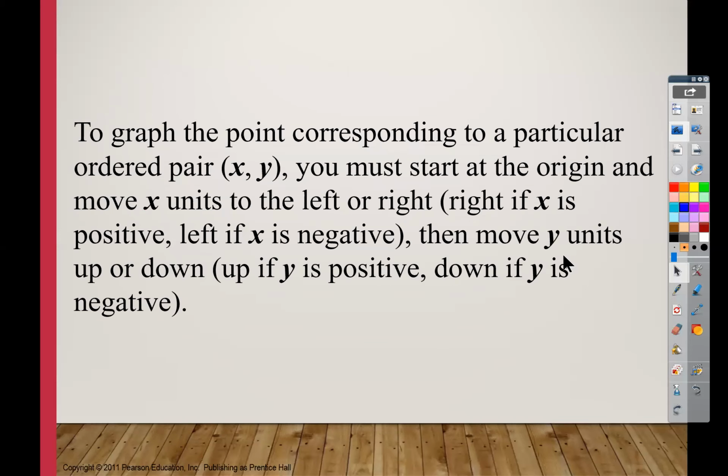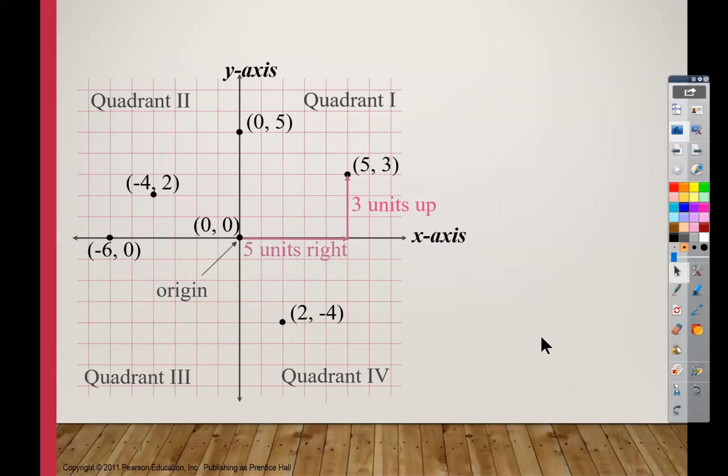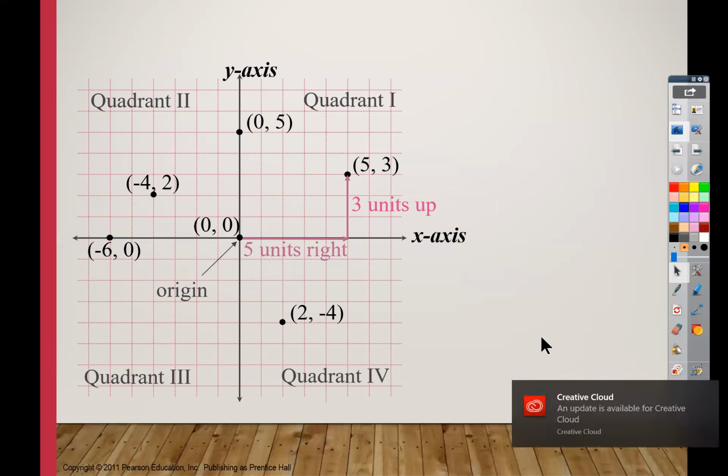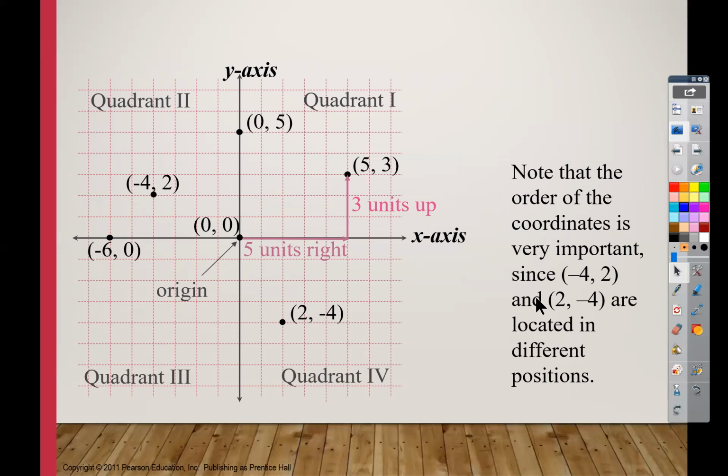Each number in the ordered pair is referred to as a coordinate. To graph the point corresponding to a particular ordered pair (x, y), you must start at the origin and move x units to the left or the right. If it's positive, you go to the right. If it's negative, you go to the left. Then move y units up or down, up if it's positive, down if it's negative. And this is an example of a coordinate graph.